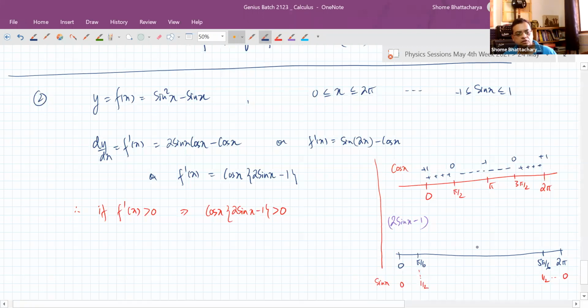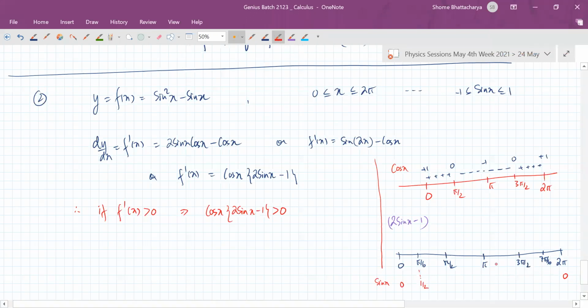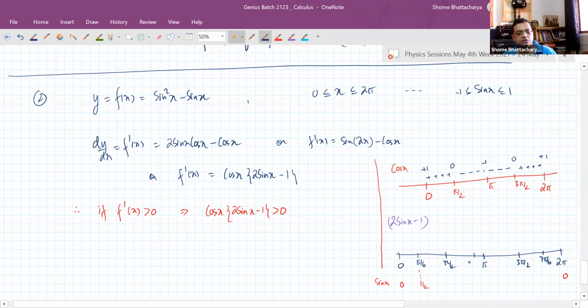And then there are two more values which are critical. 7 pi by 6, which is 2 pi minus pi by 6, again becomes half, no? No, sin x is negative in this quadrant. It is minus half over here, so this point is not important. It's positive in the second quadrant only, so 5 pi by 6 was the correct value. So at this value, it is half.